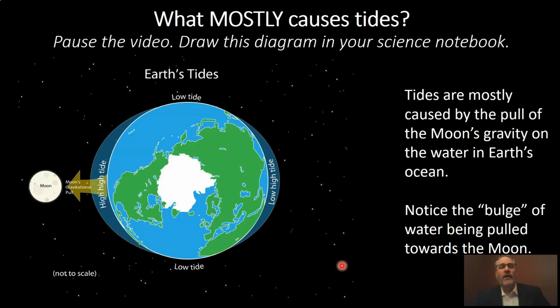So what does cause the tides? This diagram is probably the most helpful diagram that I can share with you to have you think about what causes tides. So really, tides are mostly going to be caused by our moon. Okay? Our moon, like every other object in the universe, has gravity. Gravity is really a pulling force. Gravity is one object pulling on another object.